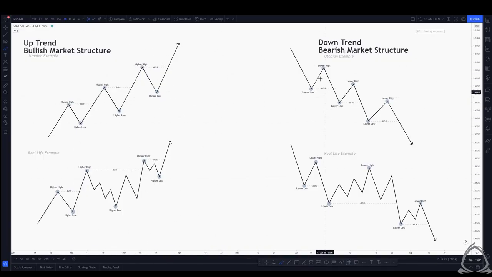But again, like the bullish example, this is more of the utopian example. This is the textbook example. But we also want to look at what we're more than likely going to see on a true price chart so that we can be prepared for what is to come on an actual chart. So what we can see here is price creating a lower low. We get that retracement or correction to create a lower high. We then break that previous low, creating a lower low.